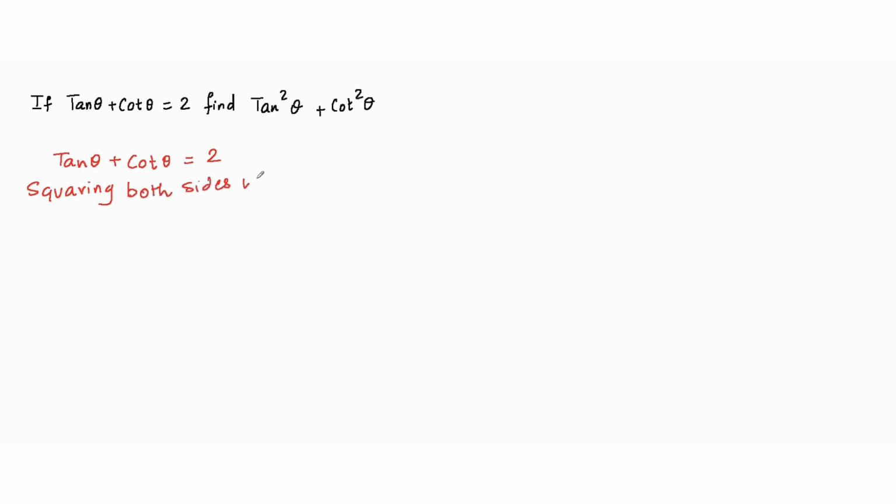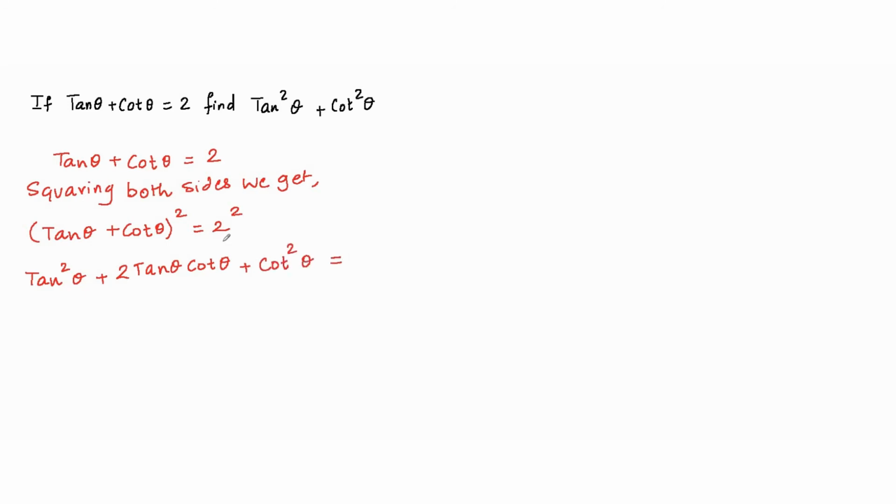Let's see what we get. Squaring both sides, we get tan theta plus cot theta, the whole square, is equal to 2 square. So the left hand side is of the form a plus b the whole square. A plus b the whole square is a square plus 2 times a times b plus b square, which is equal to 2 square, which is going to be 4. So what was the idea I used here? It was simple a plus b the whole square. I just used a square plus 2ab plus b square.